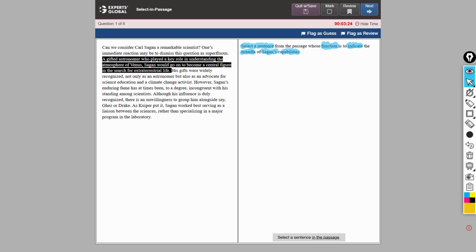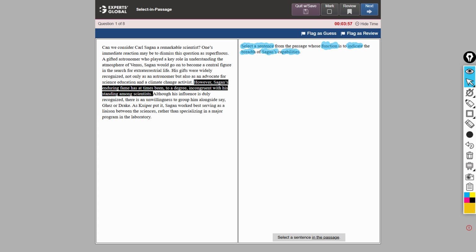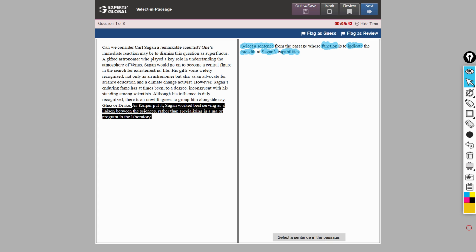We should hold on to the third one, the fourth one. Fifth sentence should be eliminated because it introduces a contrast. The next sentence talks about his limitations and not capabilities, whereas the last sentence does talk about certain roles that the scientist played. Therefore, this sentence, the next sentence, and the last sentence are the only ones worthy of consideration here.